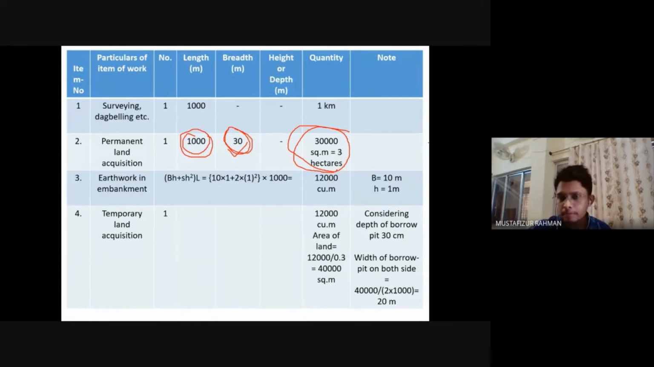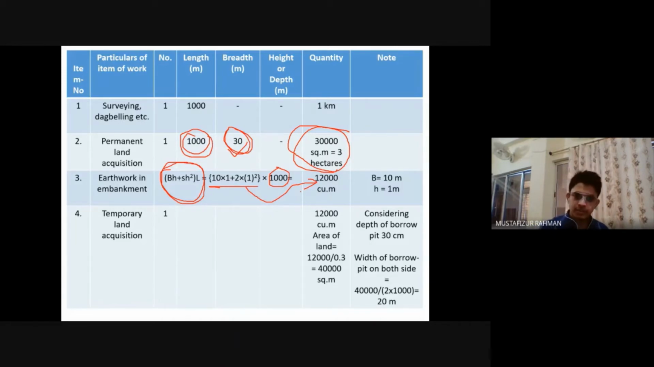Then earthwork in embankment. Now again the same formula. How much earthwork will be required in the embankment? That same formula. The formation width is given, average height is mentioned, so that we do not have to do any further calculation. And total length will be obviously 1,000 meter for 1 kilometer. If we do this, we come to this point and see that we require 12,000 cubic meters of earth in the embankment.